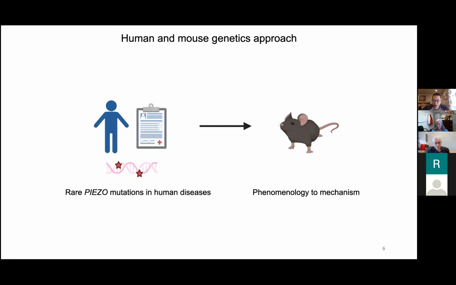To solve this problem, in Patapoutian's lab, I have been taking a unique approach of combining human and mouse genetics. I identified interesting human disease phenotypes from patients that carry rare piezo mutations in their genomes, and then I used new animal models to study the underlying mechanisms.